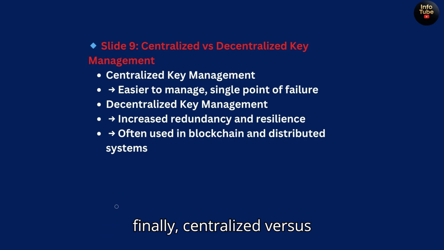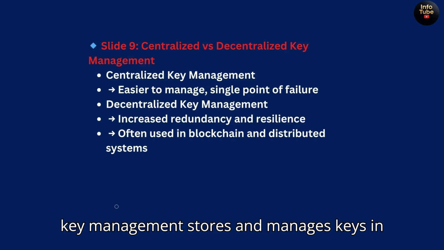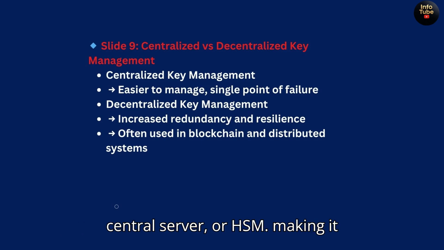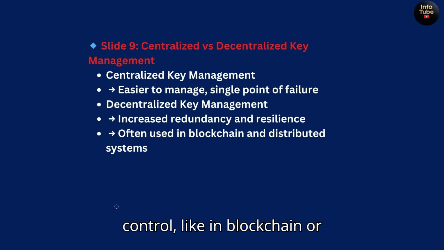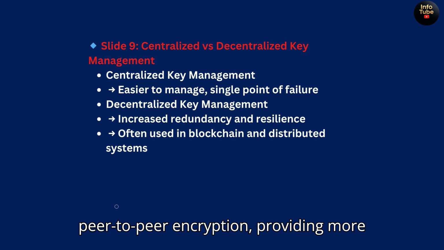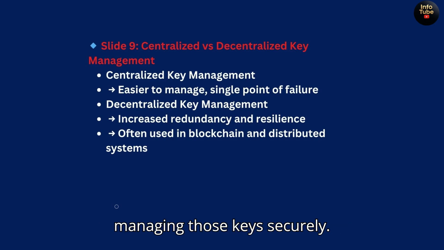And finally, centralized versus decentralized key management. Centralized key management stores and manages keys in a central server or HSM, making it easier to control access. But it can become a single point of failure. Decentralized systems distribute key control, like in blockchain or peer-to-peer encryption, providing more resilience but adding complexity in managing those keys securely.